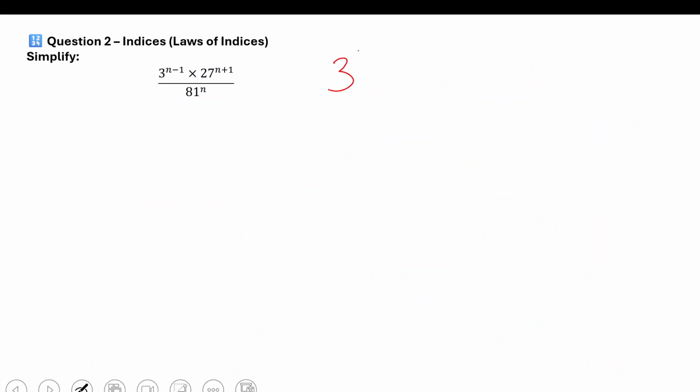All right. So the next question is indices, laws of indices. So I have this on the screen: 3 raised to the power n minus 1 times 27 raised to the power n plus 1, all over 81 raised to the power n.